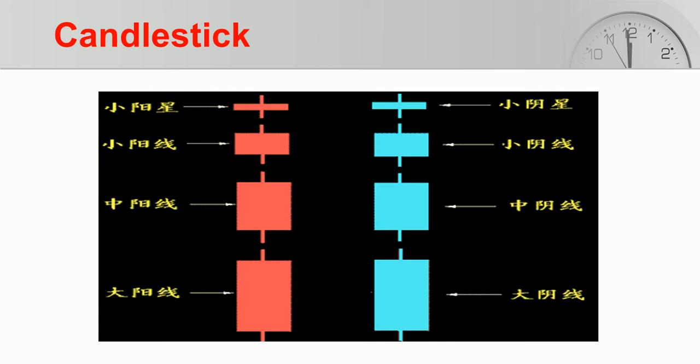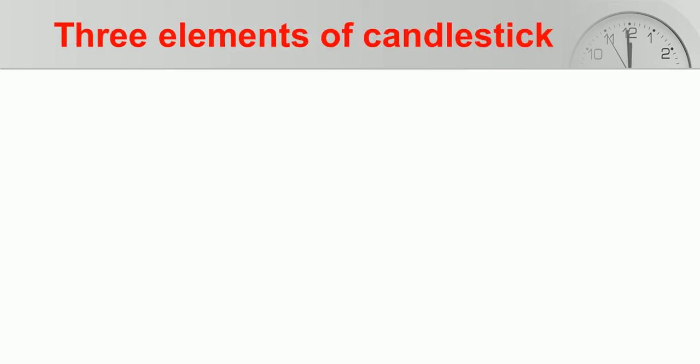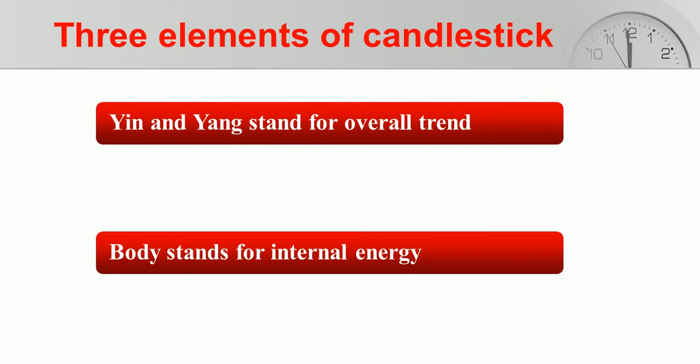So let's see the candlestick. This is the small bullish candlestick, the medium bullish candlestick, and here is the big bullish candlestick. Okay, so what's the body? Why do we see the body? Because this can help us to judge the energy. Okay, so this one is for the small bearish candlestick and the big bearish candlestick. So this is the candlestick. Let's see the three elements of candlestick.